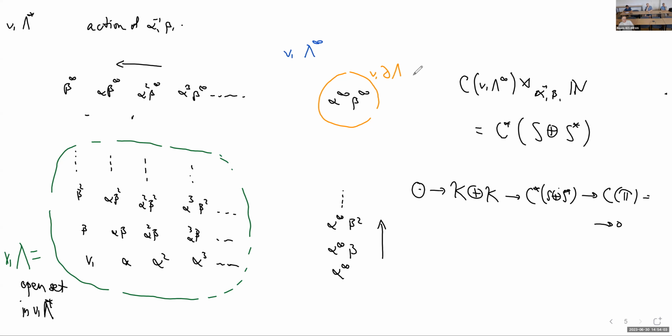Okay, it's related. And let me just say that if we use the entire picture, and look at all of lambda star, then we'll have an ideal looking like the compacts on L2 of lambda coming from this open set. And the quotient of the Toeplitz algebra by that copy of compacts will be this one, which itself is an extension. So it's a kind of two-step type one C star algebra. I think that's all I wanted to say about this.